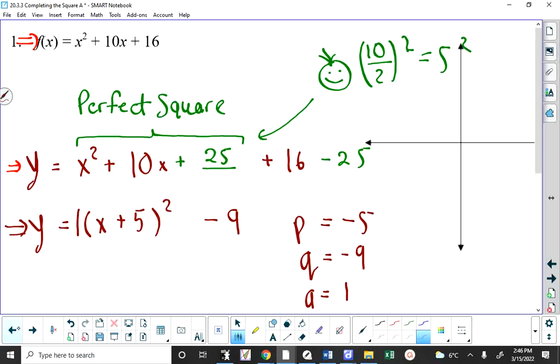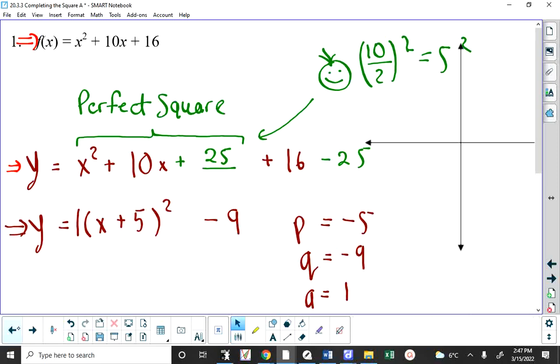The vertex is at negative 5, negative 9. The parabola opens upward. The minimum value of y is negative 9. The axis of symmetry is at x equals negative 5. Do you get my drift here? That we already know how to do all this. So could you sketch a graph of this? Yeah. But I don't want us to spend class time doing it. I want us to focus on the algebra.